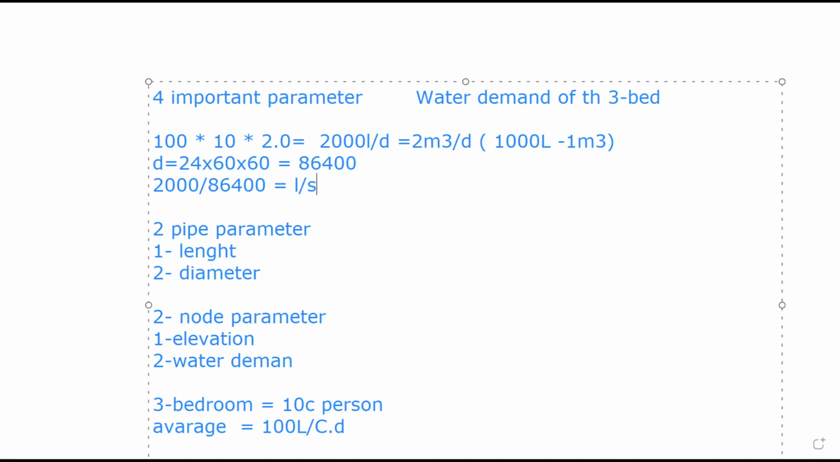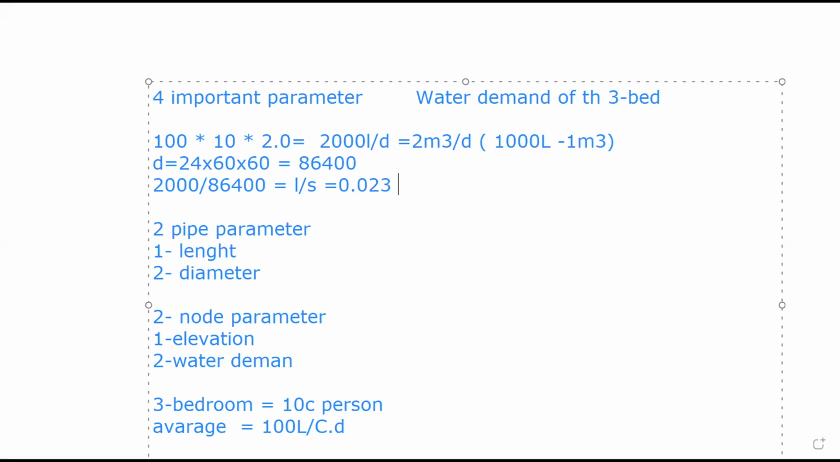Dividing 2,000 by 86,400 will give me 0.0231. Okay, let's leave it at 3 decimal places. 0.023 liters per second is now the water demand for a house of 3 bedrooms. If the house has 20 people, that means I'll simply multiply this by 2, and so on and so forth.